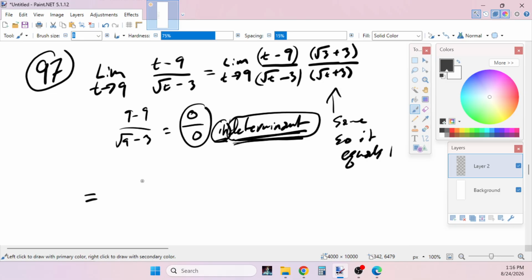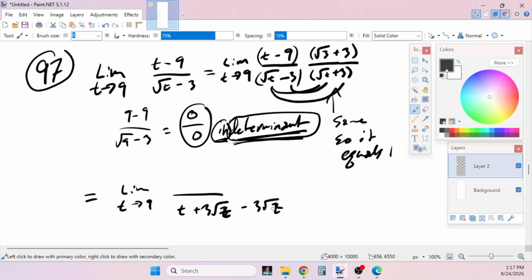When I multiply that out, using distribution, or foiling: square root of t times square root of t is t. First, outside, is plus 3 square root t. Inside, minus 3 square root t. And then last, negative 3 times positive 3 is negative 9. On the top, we also multiply, and we get the square root of t plus 3 times (t minus 9).